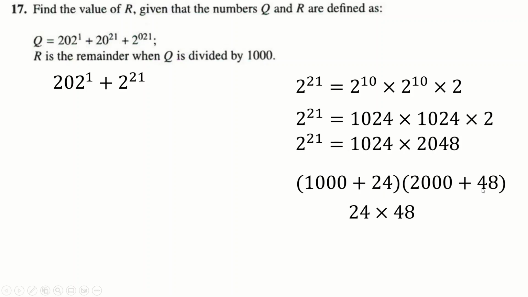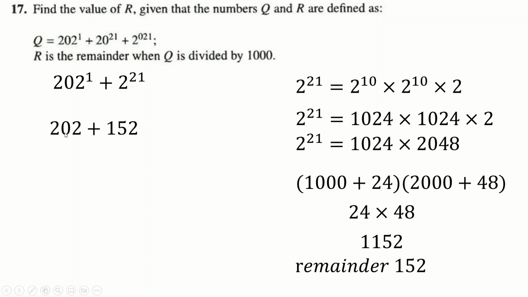Like what's the remainder of those two? Do that multiplication, get this, and so the remainder is 152. Divide by 1,000, remainder 152. So the remainder of this is 152, remainder of that is 202, and we have the answer of 354.